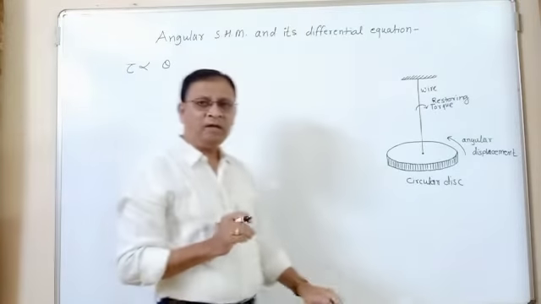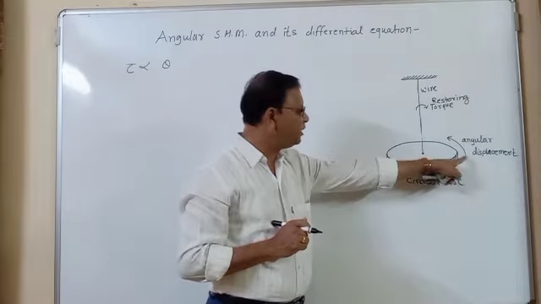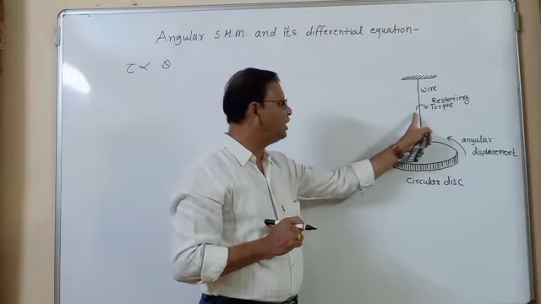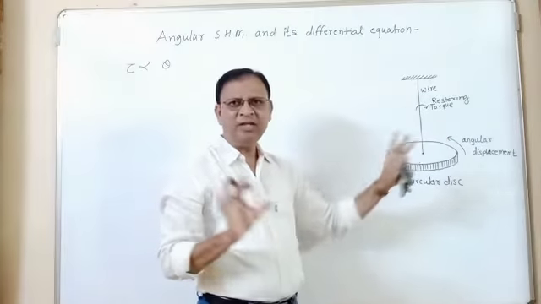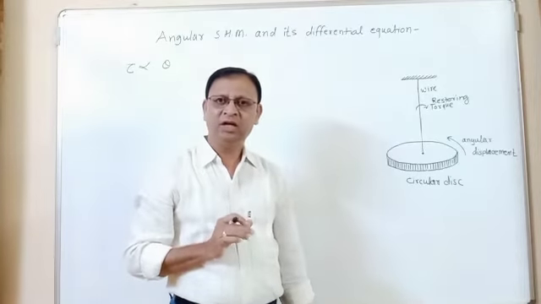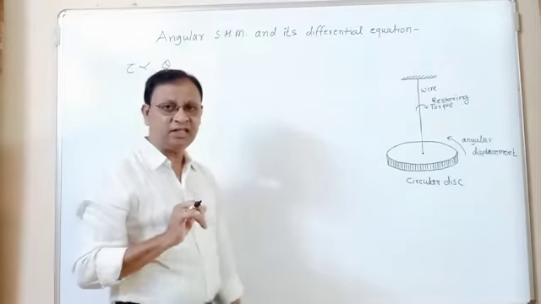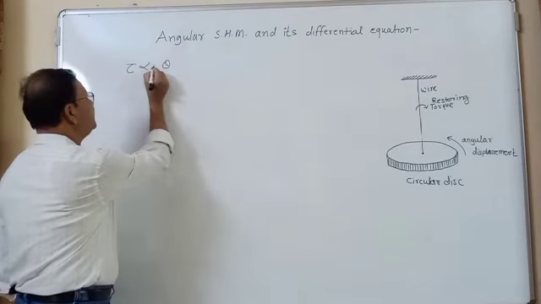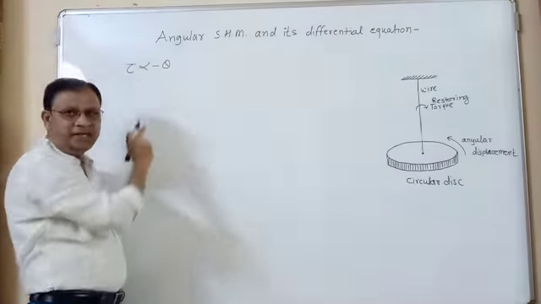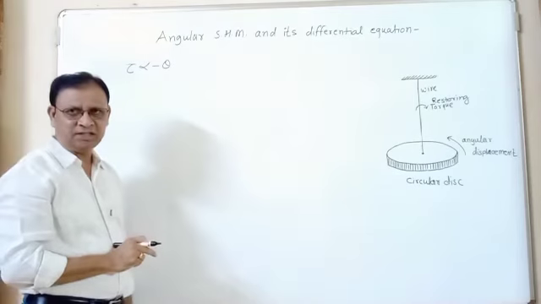Now what about the direction? As already told, if the angular displacement is in anti-clockwise direction, then the restoring torque is in clockwise direction, and vice versa. So we can say that the angular displacement and restoring torque are opposite in direction, and then we can write tau is directly proportional to minus theta. Here the negative sign indicates that the restoring torque and angular displacement are opposite in direction.